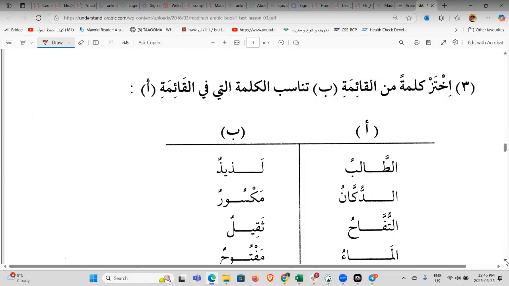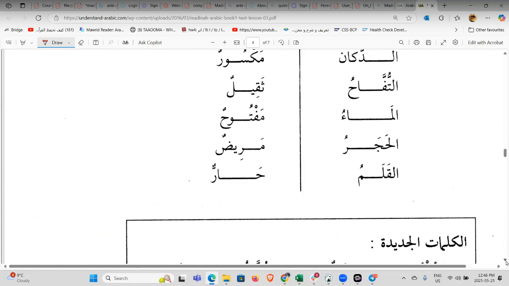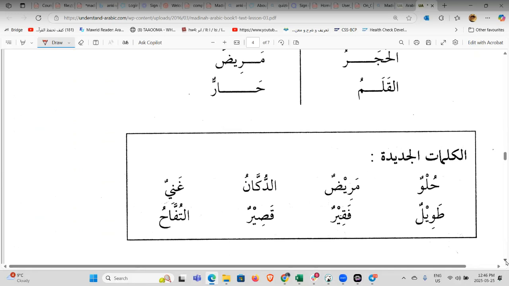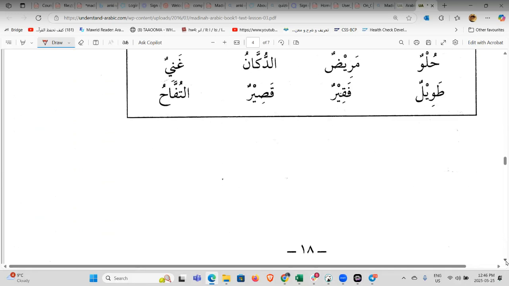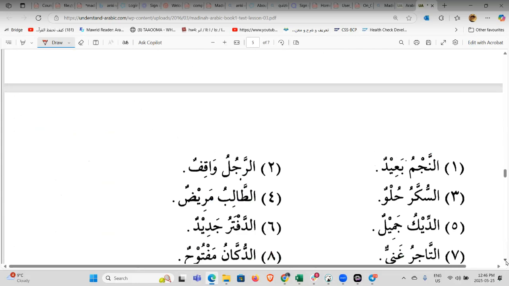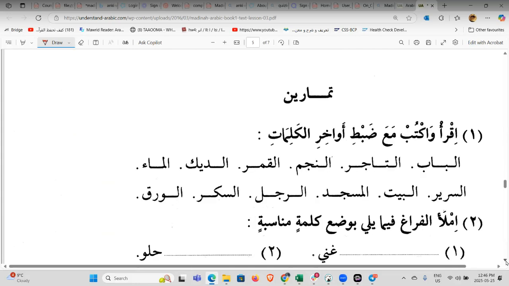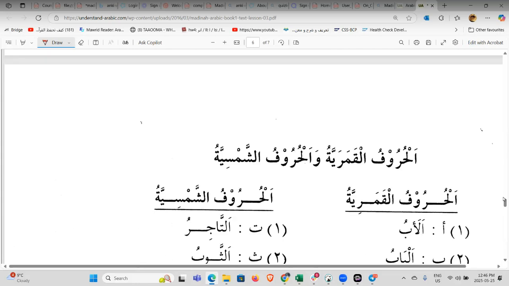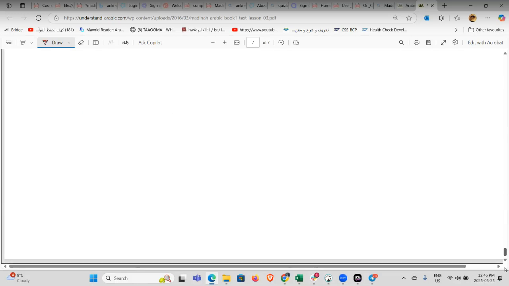Okay, this is another exercise. The goal of this exercise is, if you have more words, sorry, it's longer than I thought. We're not done. Okay, let's keep going.